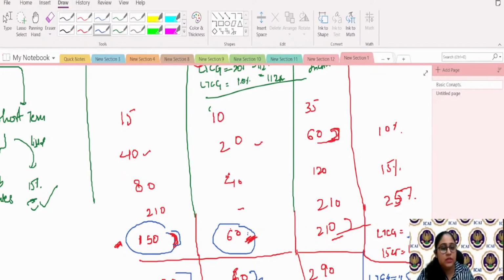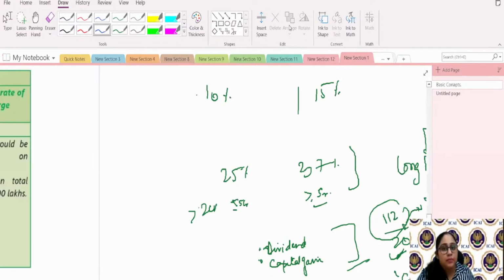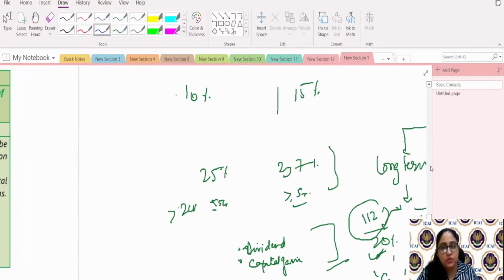STCG, LTCG is a totally valid question. STCG is short term capital gain, LTCG is long term capital gain. That's why remember I told you in the last class also, for now understand it, do all the heads and come back again to this concept and you will do it like a pro. In a blink of an eye you will solve the question, so do not worry.